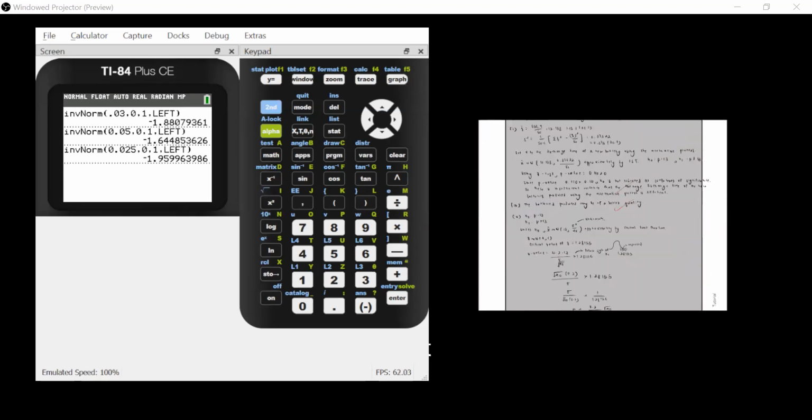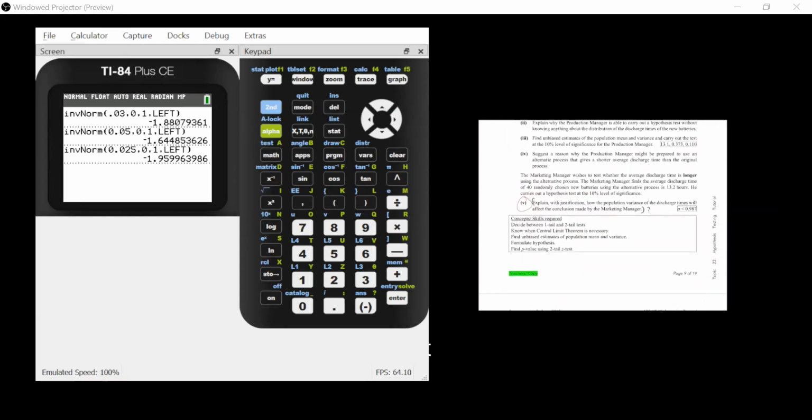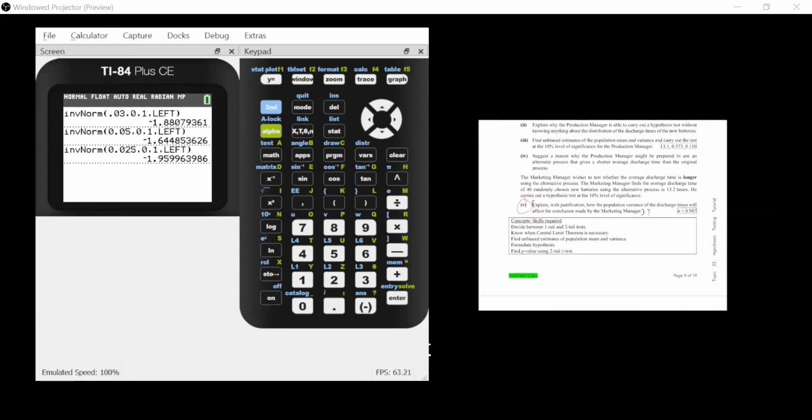Oh, what's your reason for part 4? Or maybe a better quality. Oh, okay. The marketing manager wishes to test whether the average discharge time is longer using the alternative process. The marketing manager finds the average discharge time of 40 randomly chosen new batteries using the alternative process is 13.2 hours. He carries out a hypothesis test at the 10% level of significance.